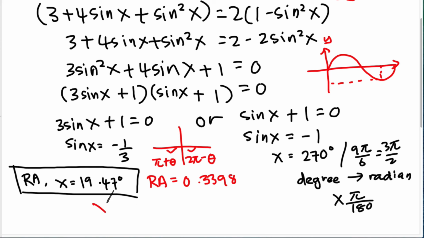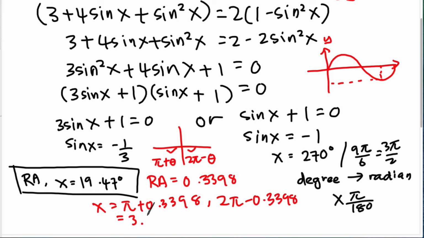So in radian, how are we going to solve? It's just pi plus 0.3398, and the second one is 2 pi minus 0.3398. This is for just in case the question wants radian, then you just press the calculator. Pi plus 0.3398, the first one I will get is 3.4814. And the second one is 2 pi minus 0.3398, so this one I will get 5.9434. This is the answer in radian.